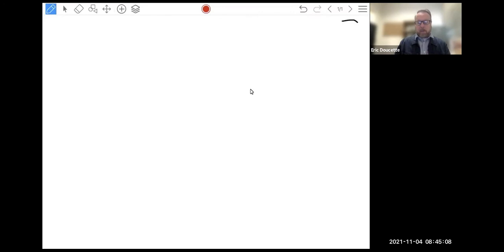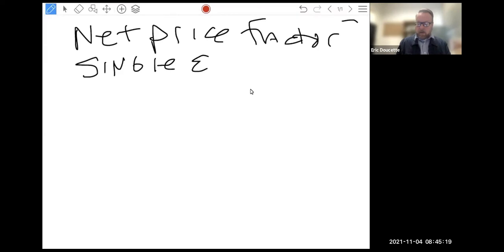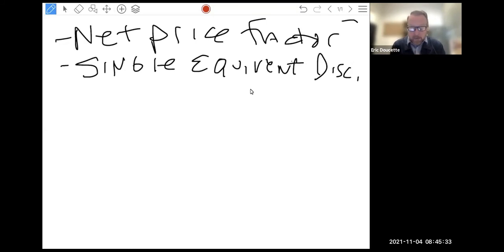So those two terms you might want to make note of are the net price factor and then the single equivalent discount. I'm just going to abbreviate that. Single equivalent discount. So each of these are the complement of one another, and I'll explain what I mean by that. So remember in the series discounts that I showed you before, we basically took the total, we deducted the first series discount amount, then we did the second discount percentage off of the remaining balance, and it whittled all the way down.